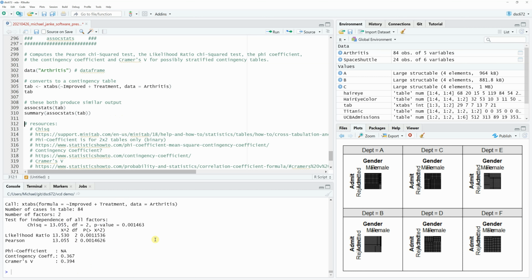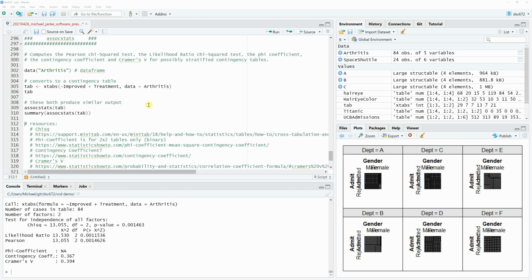Also, you can do a summary on it, which really doesn't give you a whole lot more information. It will give you how many cases are in the table, how many factors there are. It gives you the chi-square, even though it's repeated, so it's just a little bit more information, but not a ton.